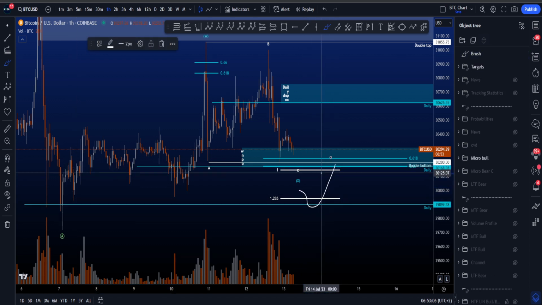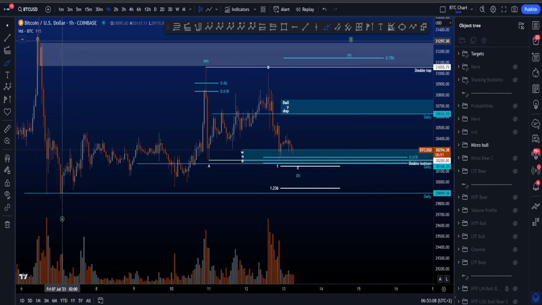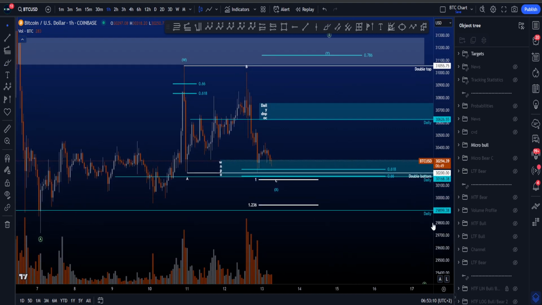for then maybe a liquidity grab hitting the daily before then a move to the upside again. So this is very, very interesting.